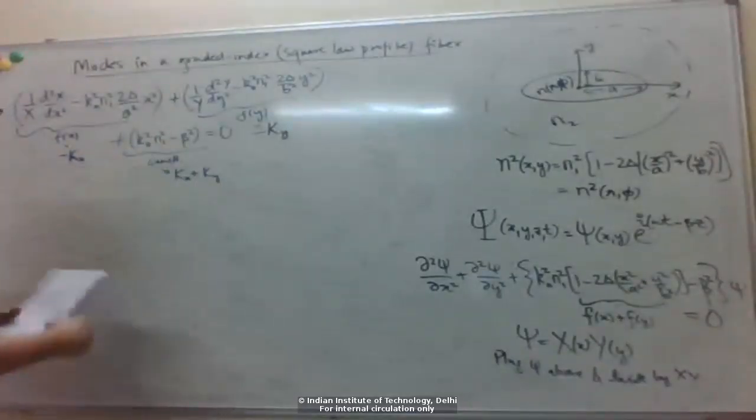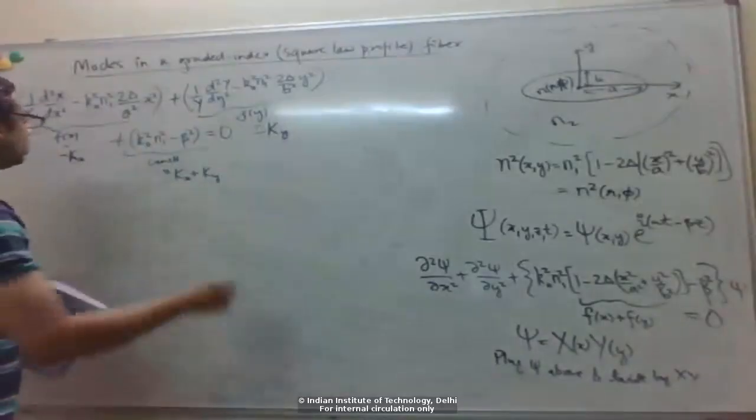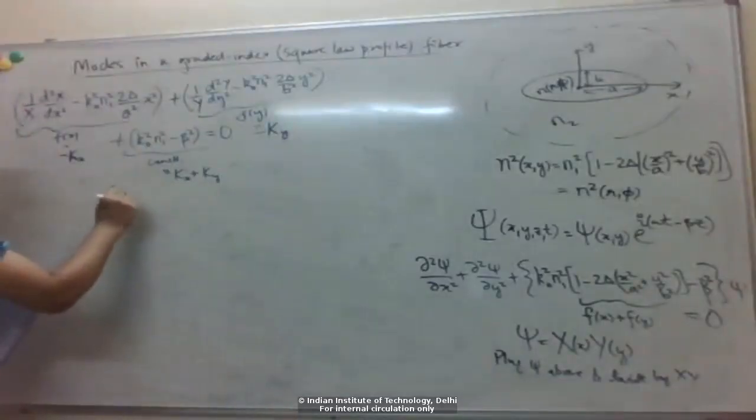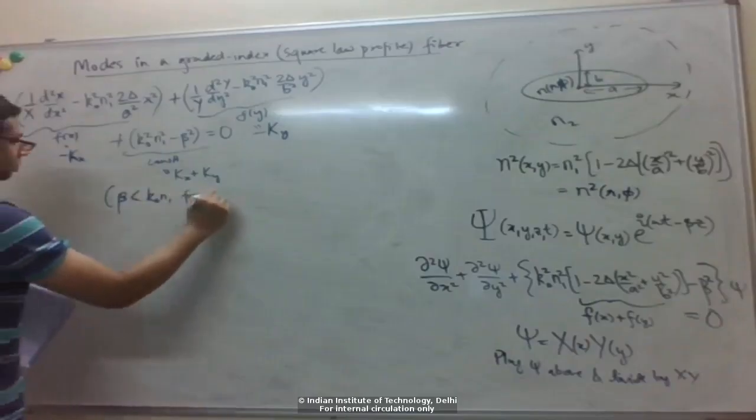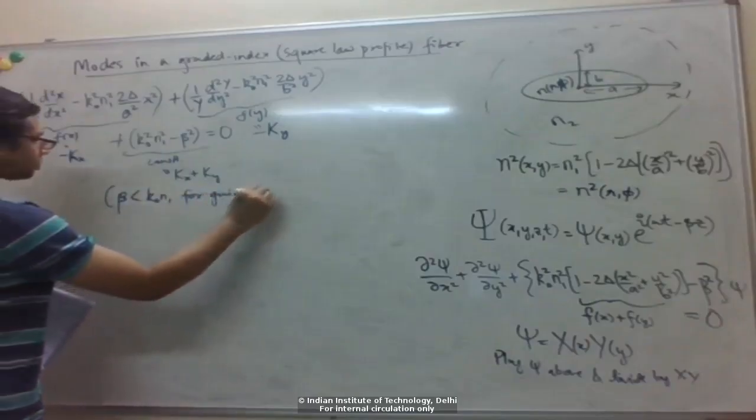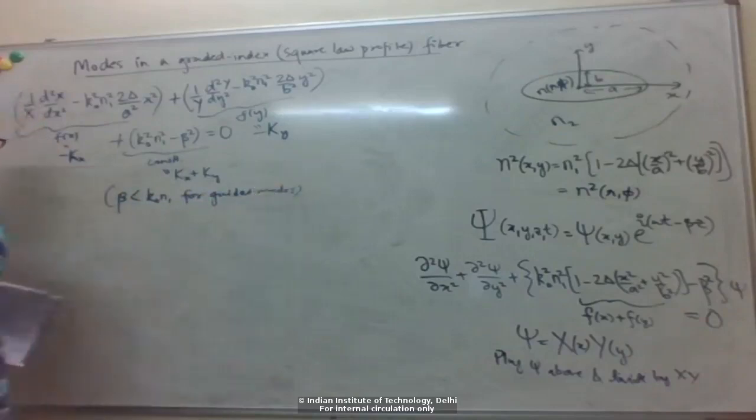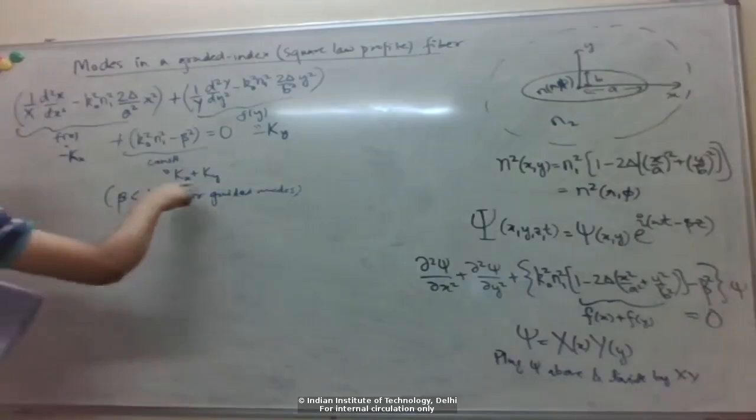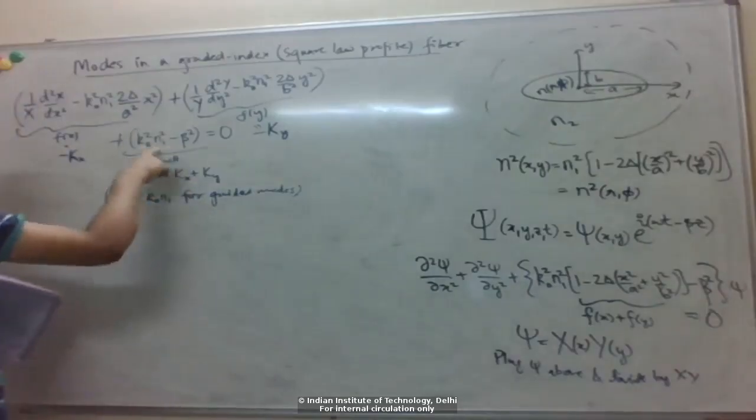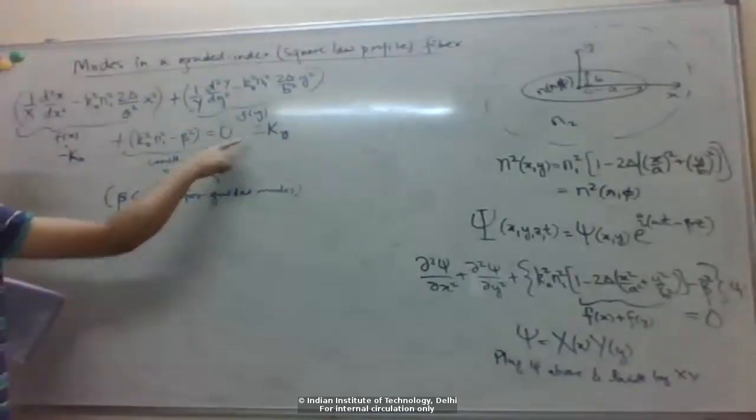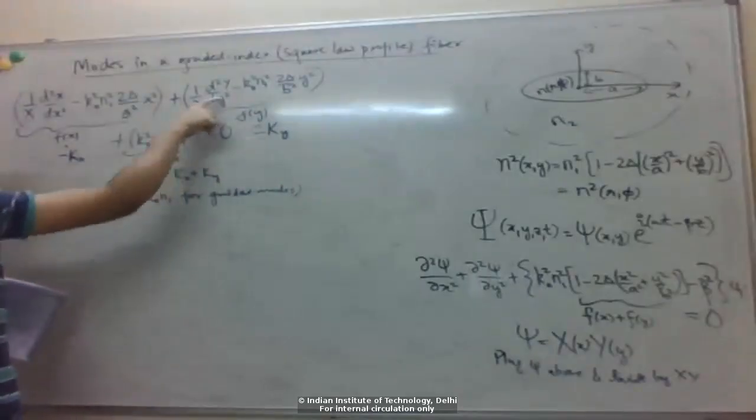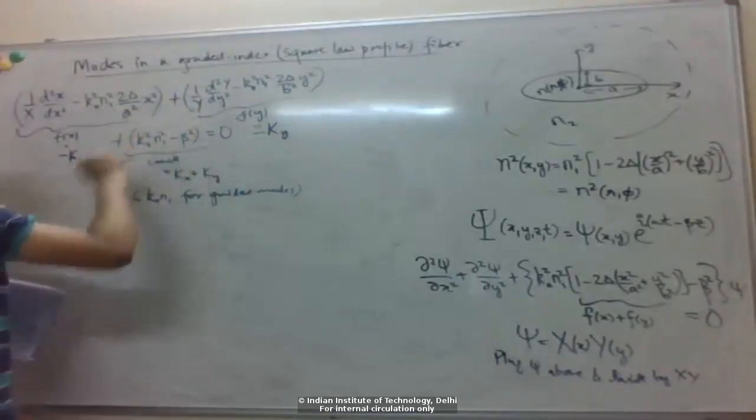Again, the same thing is true now for guided modes. Basically, we want beta to be less than k0 n1. Only then do they correspond to guided modes. So that means this quantity is positive. That's why we take these two to be negative, which cancels out this positive part.